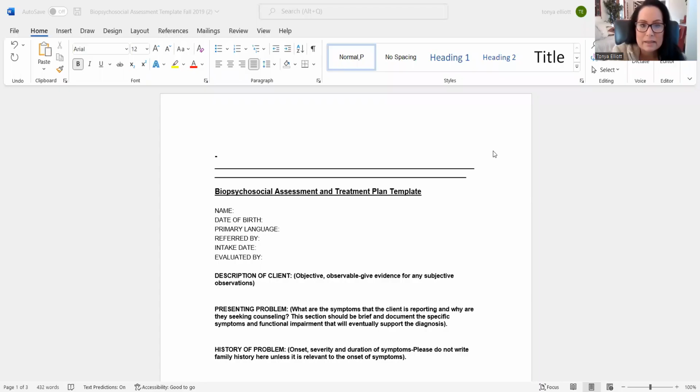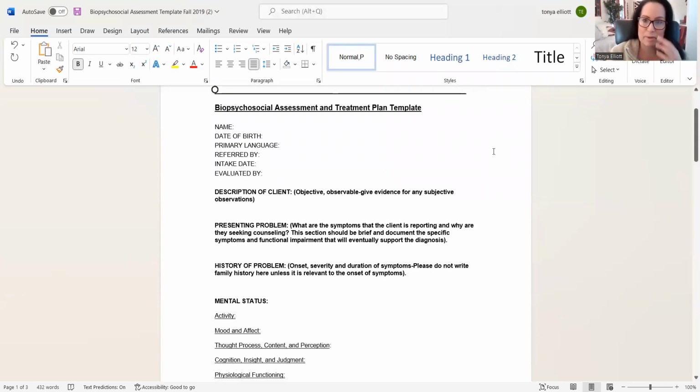So without further ado, I'm going to share my screen. There we go. So hopefully you can all see that. It should say biopsychosocial assessment and treatment plan template. Again, this should be pretty dang close, if not exactly what the university has on file. But again, given that a lot of you in practicum are out there in the world in different locations, probably using different templates, this should give you a basic understanding.